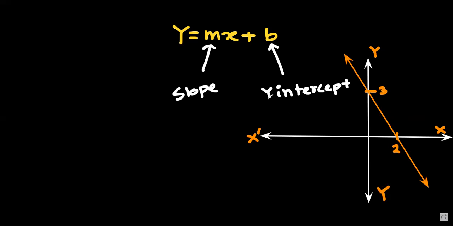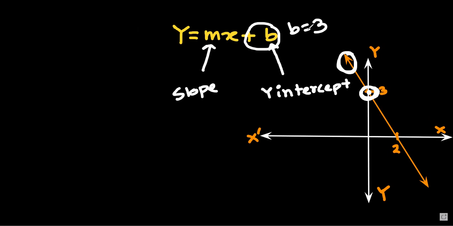So what do you mean by y-intercept? The y-intercept is the point where the graph touches the y-axis, or the point where the curve crosses the y-axis, or the point where the curve intersects the y-axis. Here you can see this line is intersecting the y-axis at the point 3, right? So here the y-intercept would be 3.